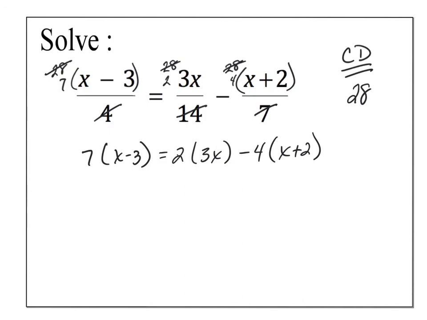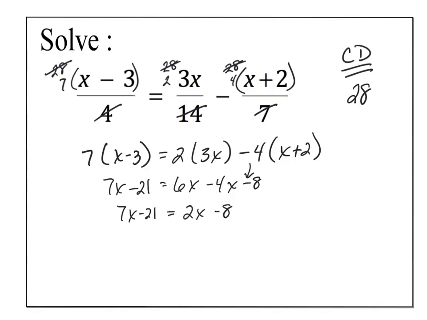I have to get rid of the parentheses through distribution. 7x minus 21, 6x minus 4x minus 8. This is the guy that we lose a lot, the negative there. All right, so things are still not simplified because I got like terms on the right hand side. 7x minus 21 equals 2x minus 8.